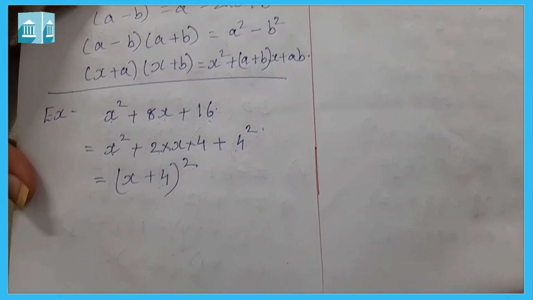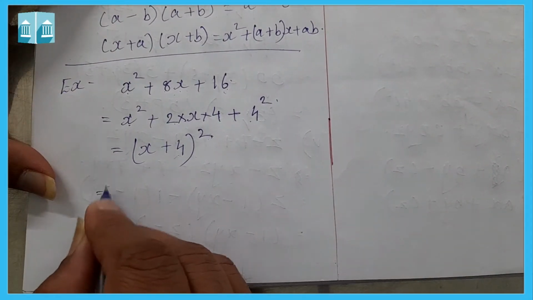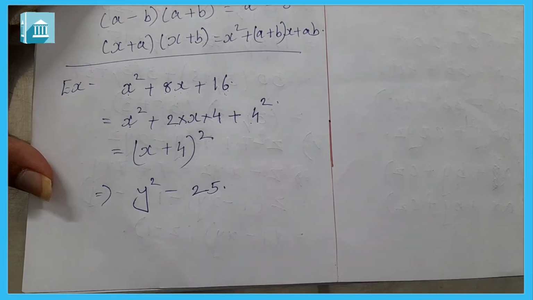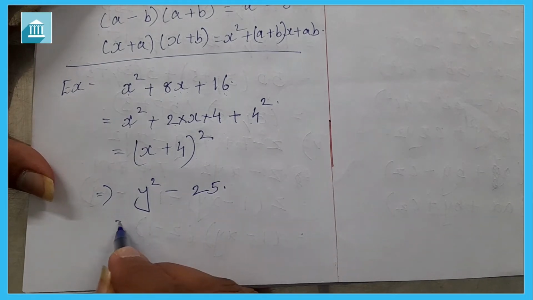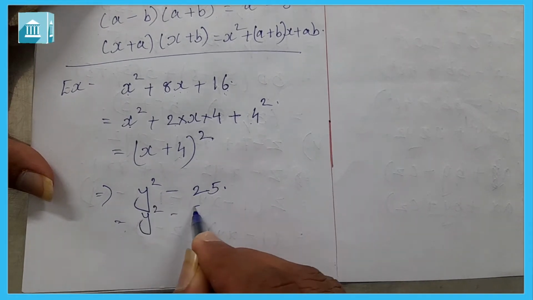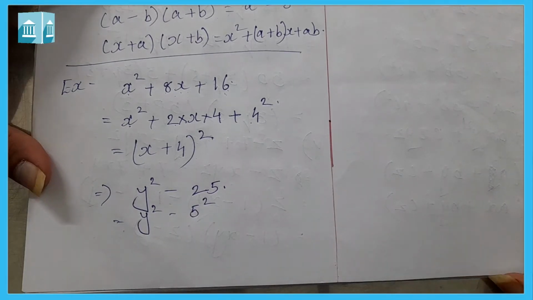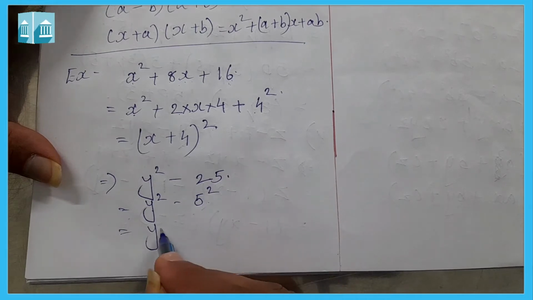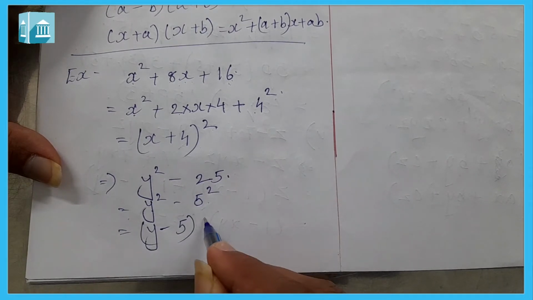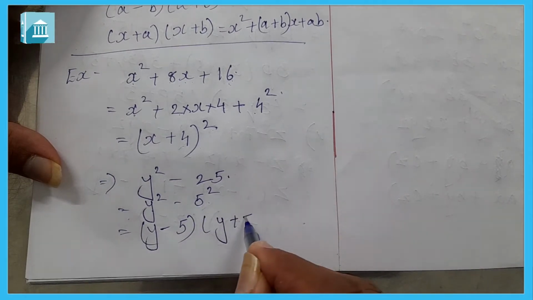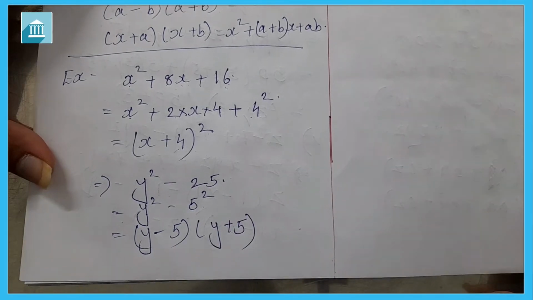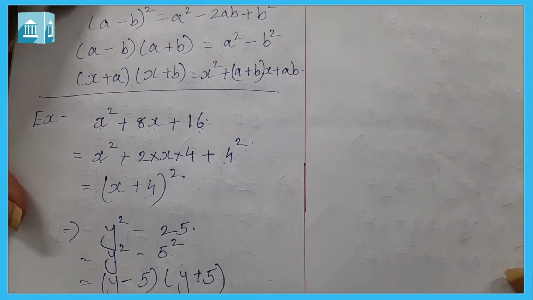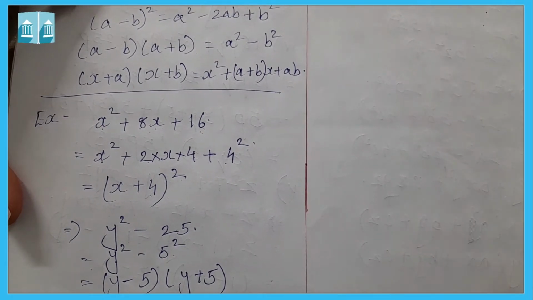In the same way, suppose it is y square minus 25. Now we have to factorize it. So this we can write as y square minus 5 square, since 25 is the square of 5. This can be written as a square minus b square. So (a minus b) into (a plus b), that is (y minus 5) into (y plus 5). So in this way we can use it.